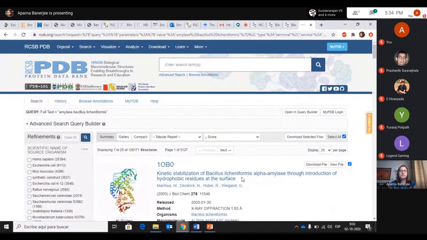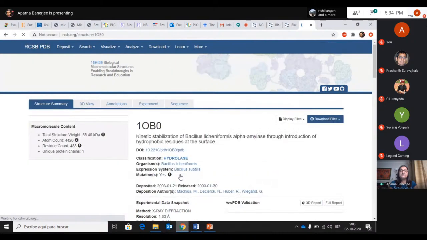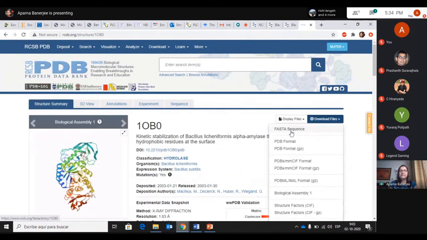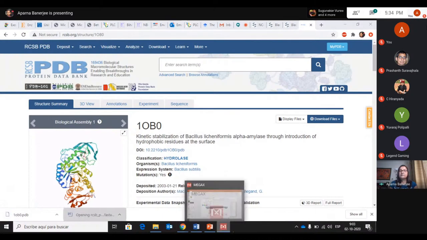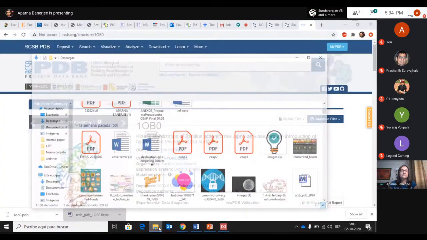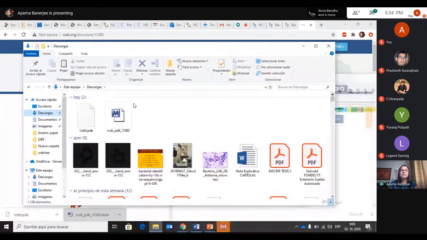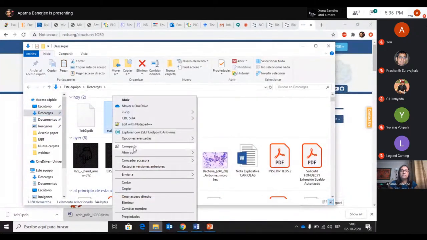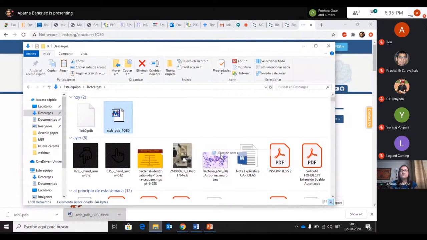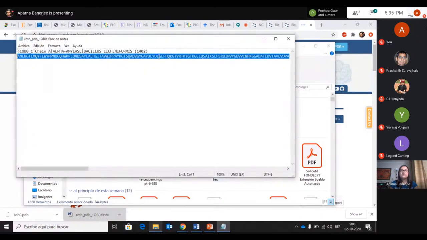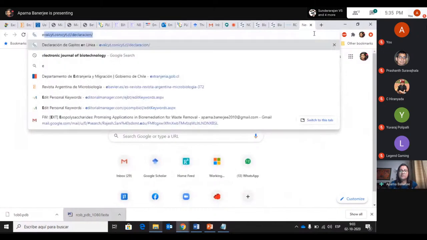And look, they are showing us Bacillus licheniformis alpha amylase. We can download the file in FASTA sequence. We can download the file in PDB format. So different formats are needed for different types of sequence analysis. As we were talking about the ExPASy ProtParam tool, let's go to ExPASy ProtParam.